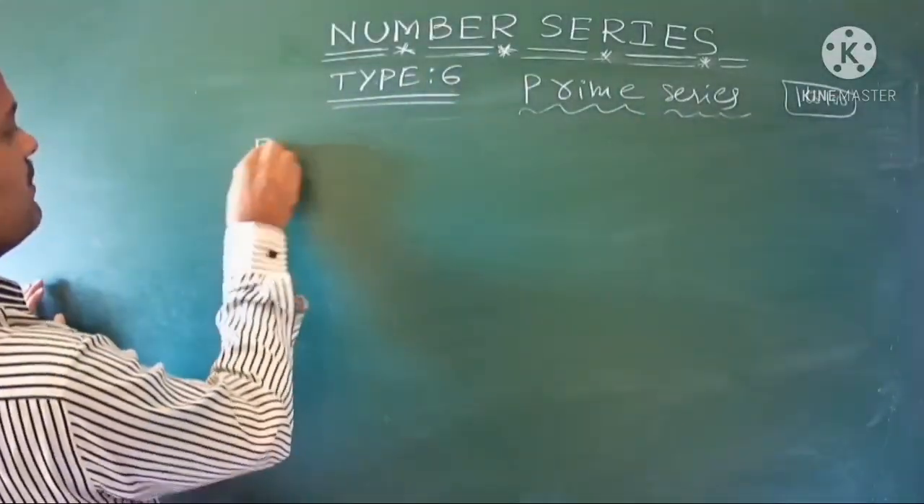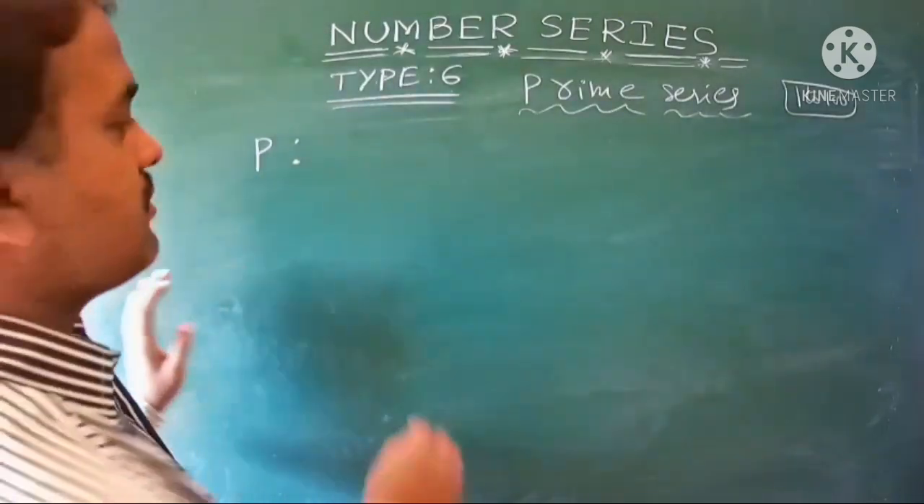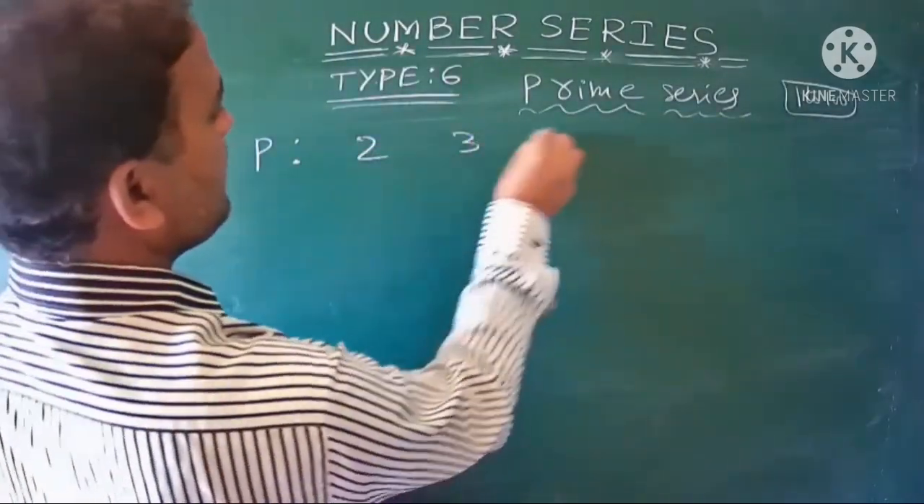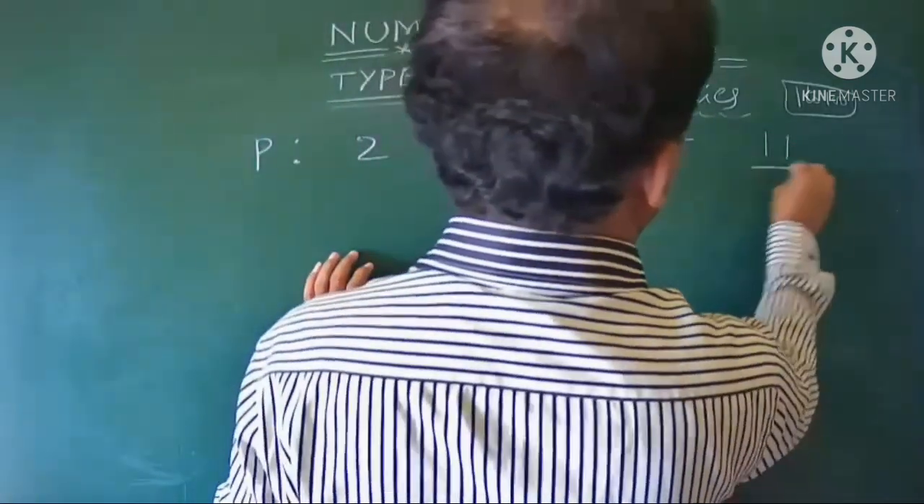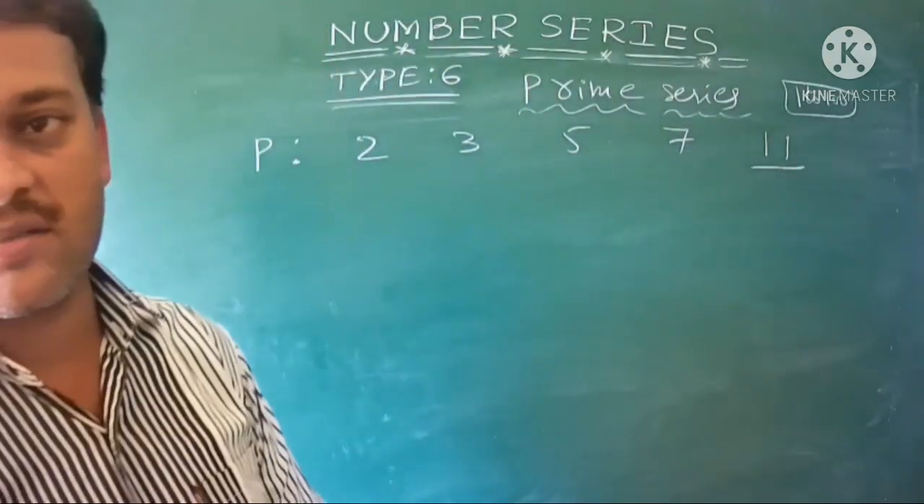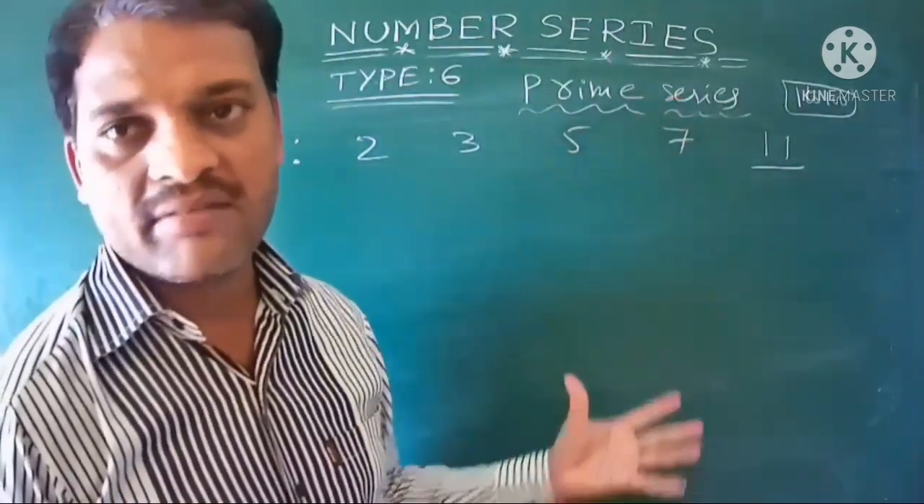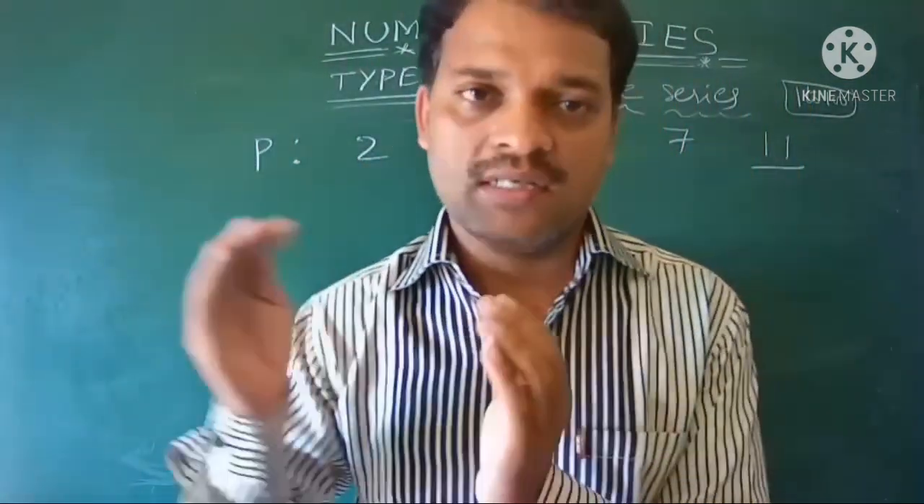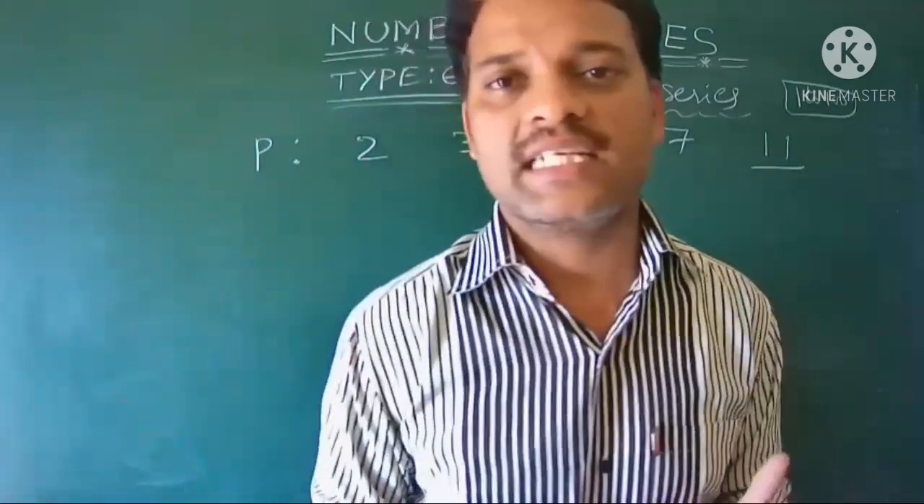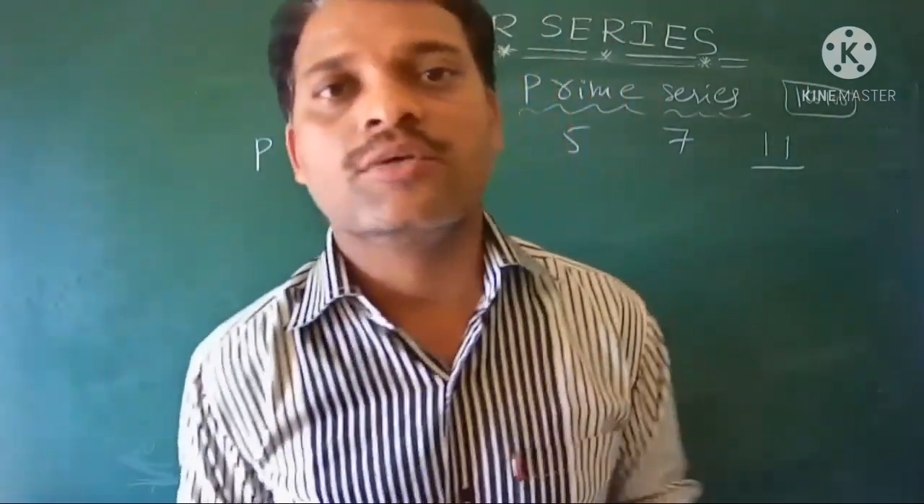Next I want to explain, for example, taking P. P means here 2, 3, 5, 7, and the next number will be 11, no? So these are the prime numbers. I am giving one order, and based on a particular order of prime numbers, they ask you to find the successive terms of the sequence.